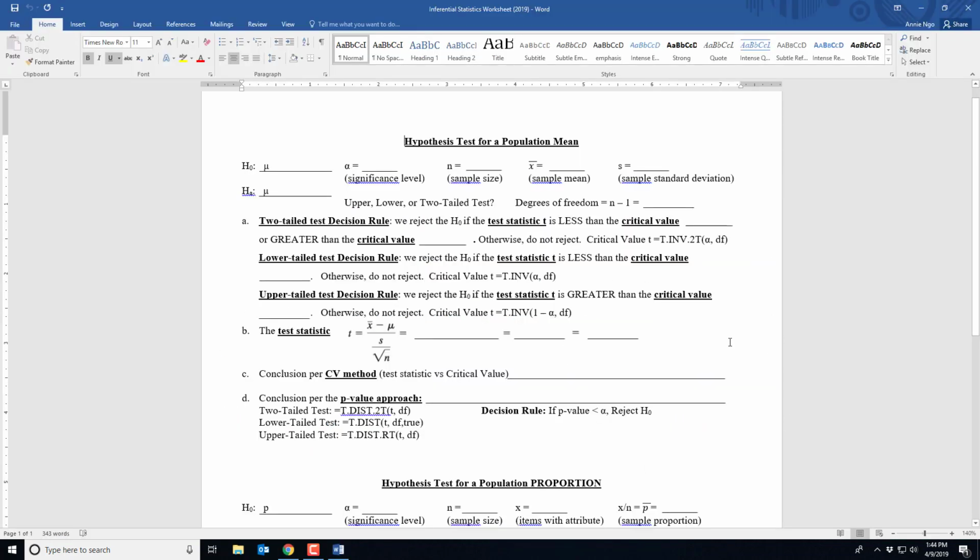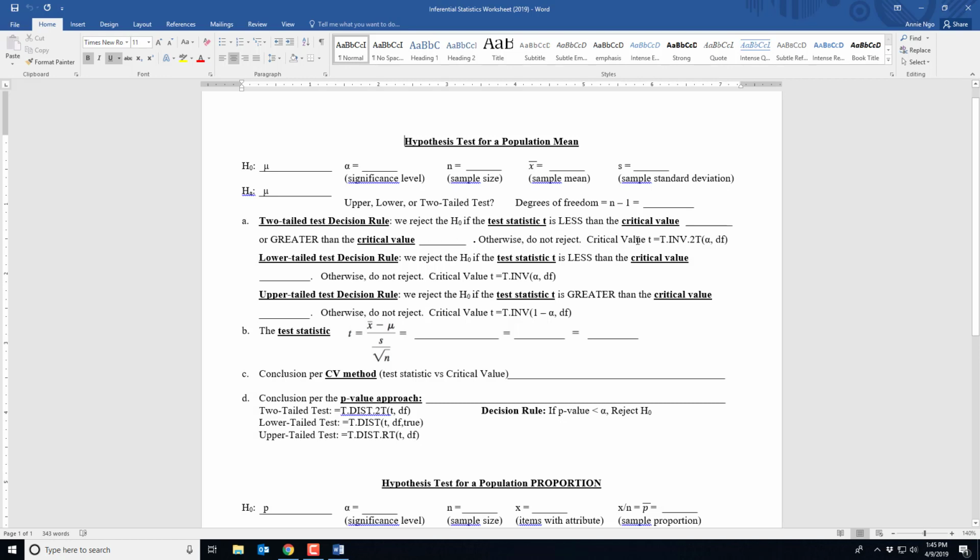So you can see on the top half of the worksheet is the instructions on how to do a hypothesis test for a population mean. It's fill in the blank to make sure that you have every piece of information that you need in order to conduct the hypothesis test. You'll notice in part A, I have 3 different decision rules available, and this will depend on how you set up your null and alternative hypotheses. So recall that if your null is equal to and your alternative is not equal to, you're going to be doing a two-tailed test. So then you would use this first decision rule up here.